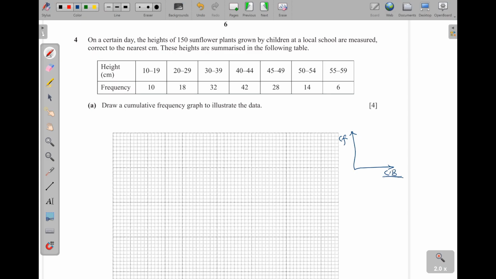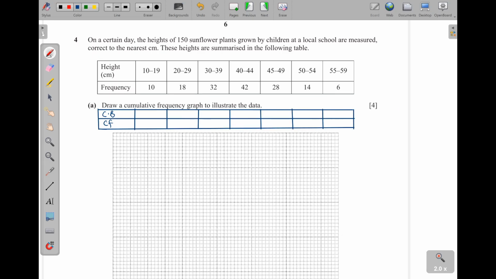But now here we are having distinct intervals, so we have to create a continuity within the values. The continuity is therefore going to be: we subtract 0.5 from the lower limit, and then we add 0.5 to the upper limit. So what are we going to have? First let us find the class boundaries. Let me just write here CB and then the cumulative frequencies.